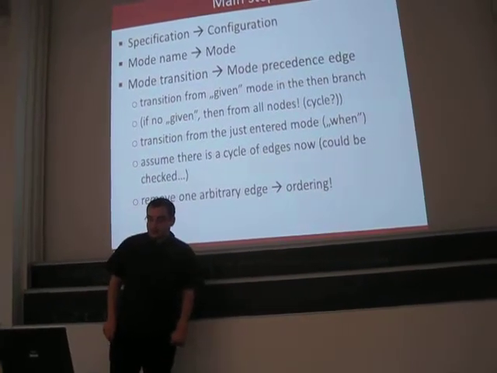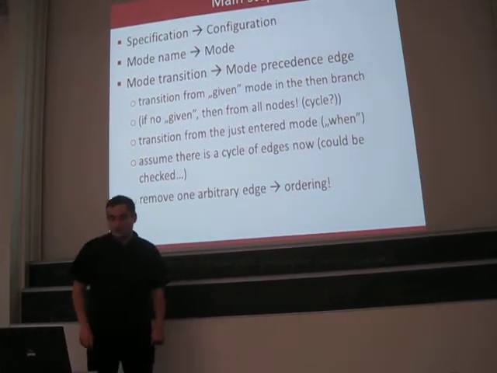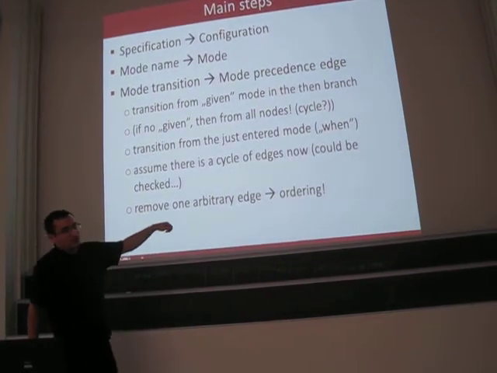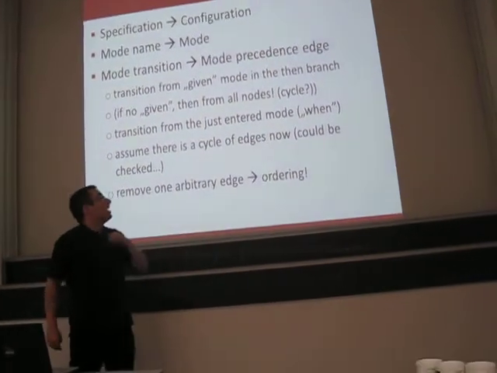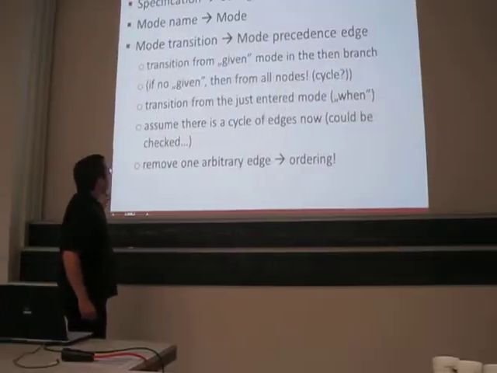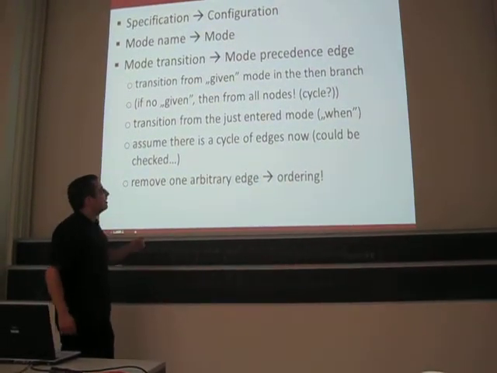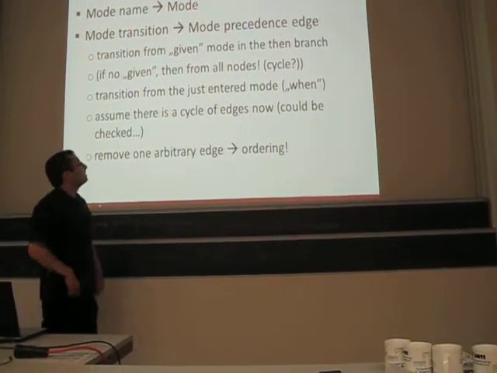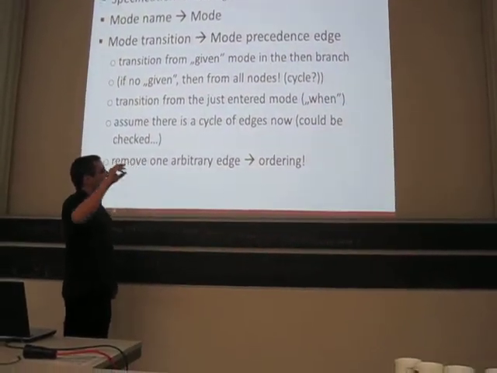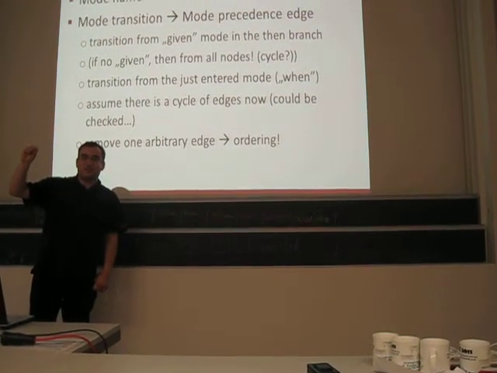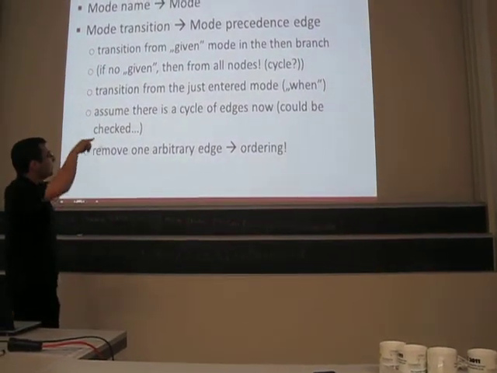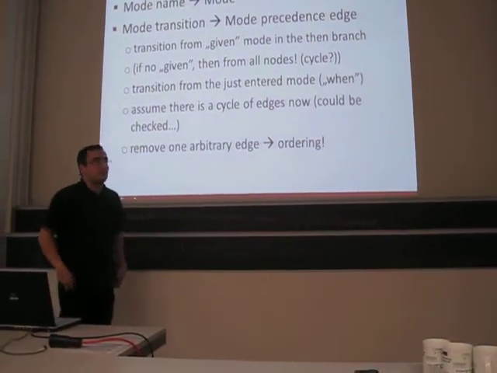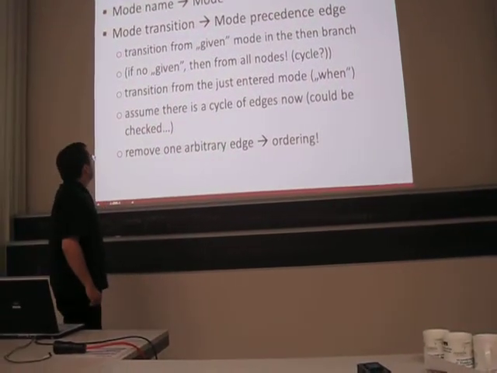And then how to detect transitions between modes. If there's a then branch with a specification of what is the next mode, and there's a given mode in the same rule, then I interpret it as a precedence edge. So far, no surprises. But what if there's no given? Then I should be able to move to that state from all possible states. And then what about this cycle of modes? So I really skip that case when there is no given.